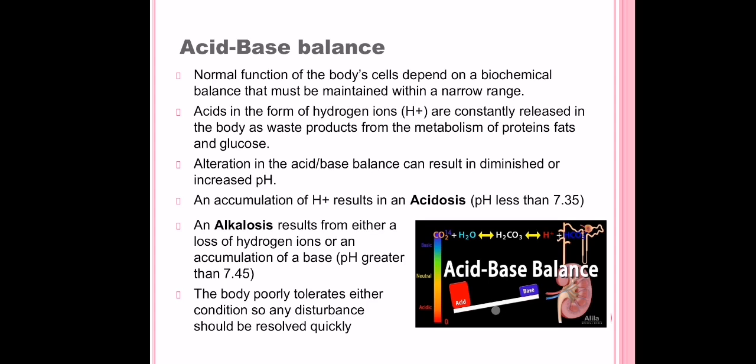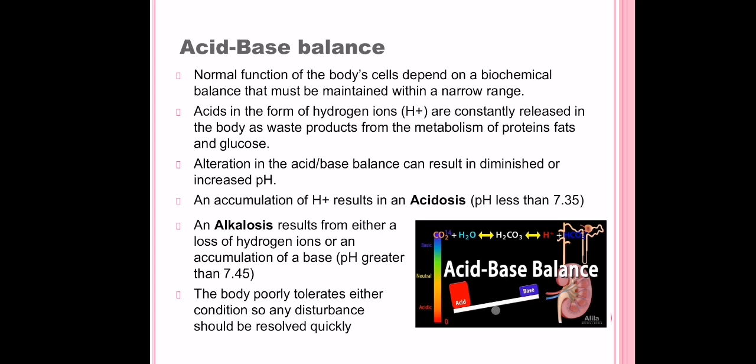Our body produces hydrogen ions, the little H plus in the brackets, which are acidic, as a byproduct of the metabolism of proteins, fats and glucose, so things that our bodies do normally day to day. Accumulation, so a build-up or depletion, of these hydrogen ions will alter the pH, and this will affect the acid-base balance in our bodies. Acidosis is caused by an accumulation or a build-up of hydrogen ions and is represented by a pH of less than 7.35.